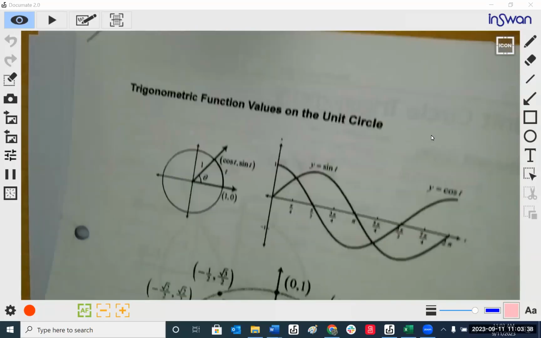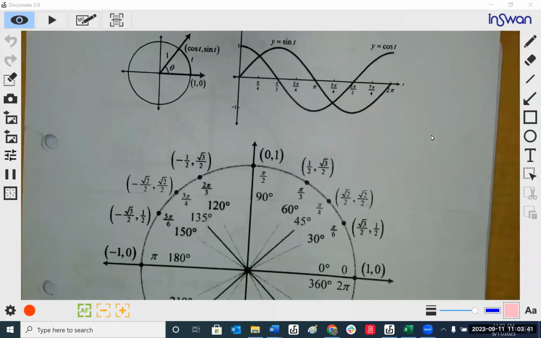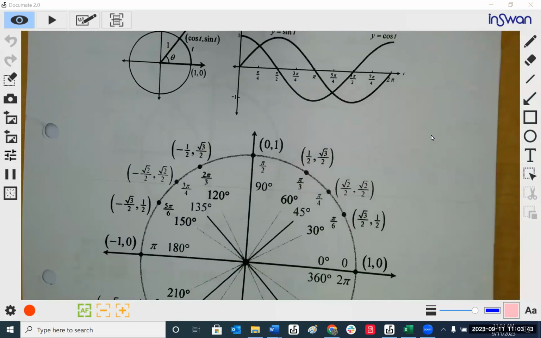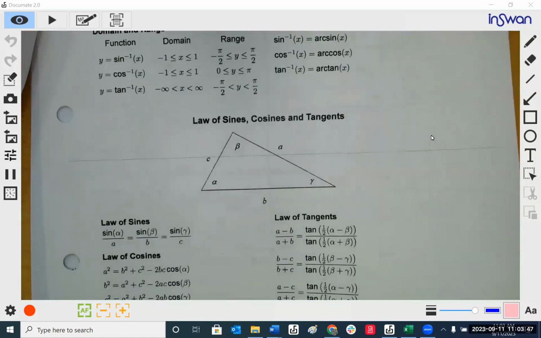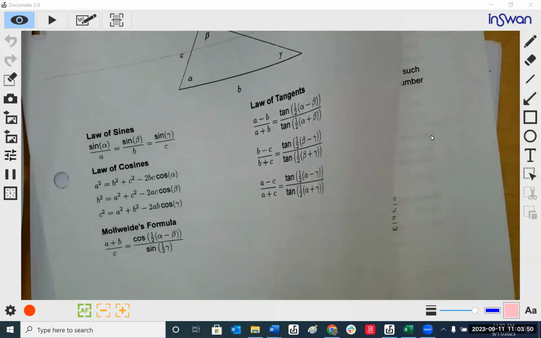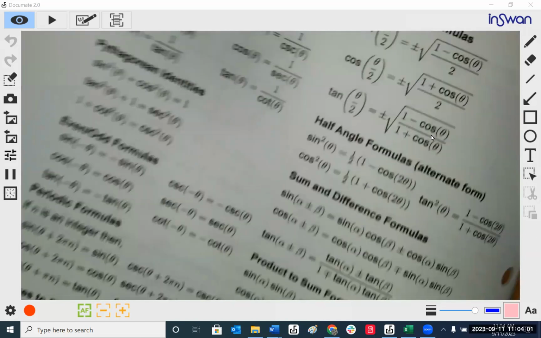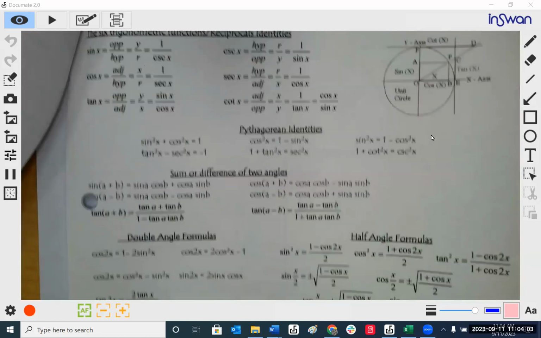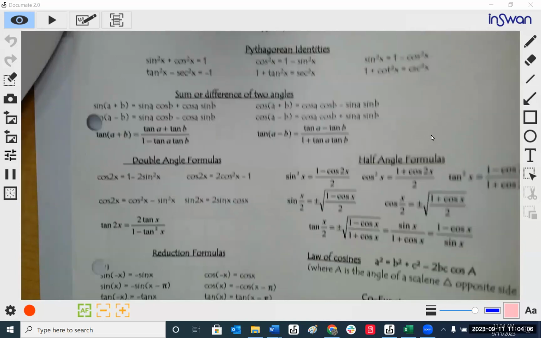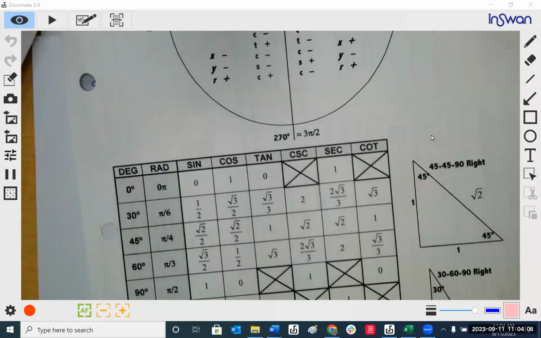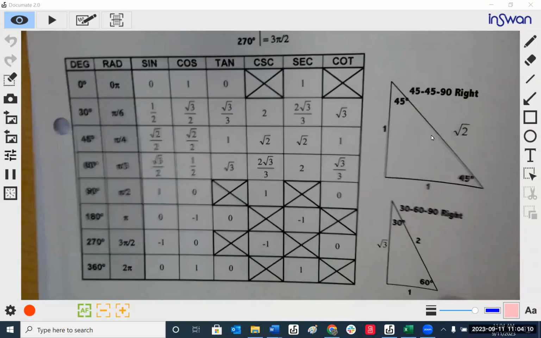Hey, in the back, you have these sheets. It's also online for the trig functions. All the rules, the laws of cosines, laws of sines, laws of tangent, the unit circle, half angles, the product of sums, odd, even functions, everything you need to remember about trigonometry to help us, because that'll be the hardest part of this course.